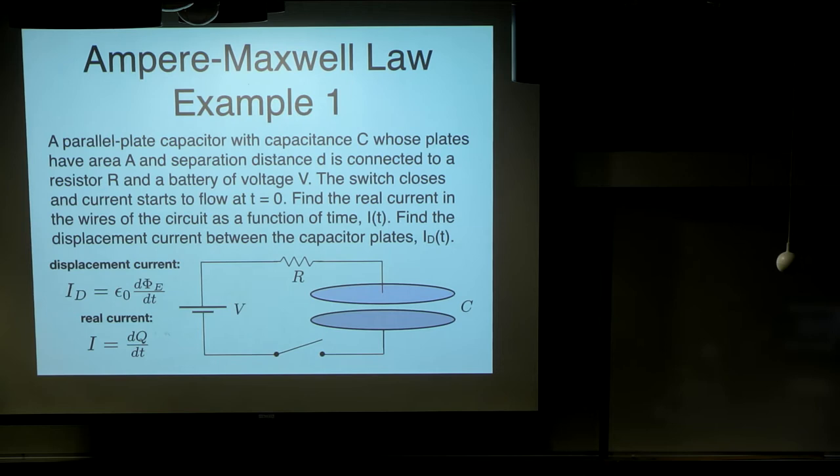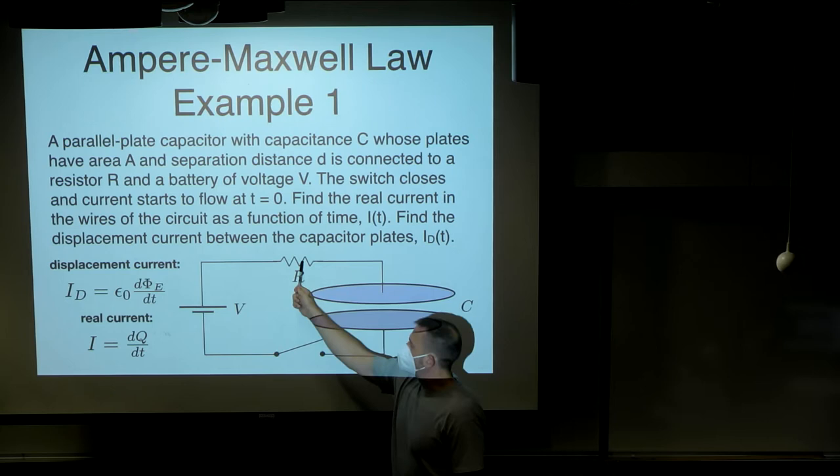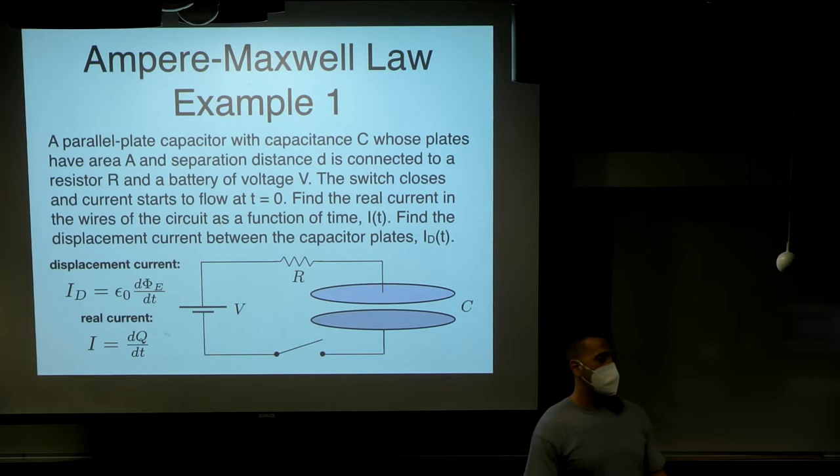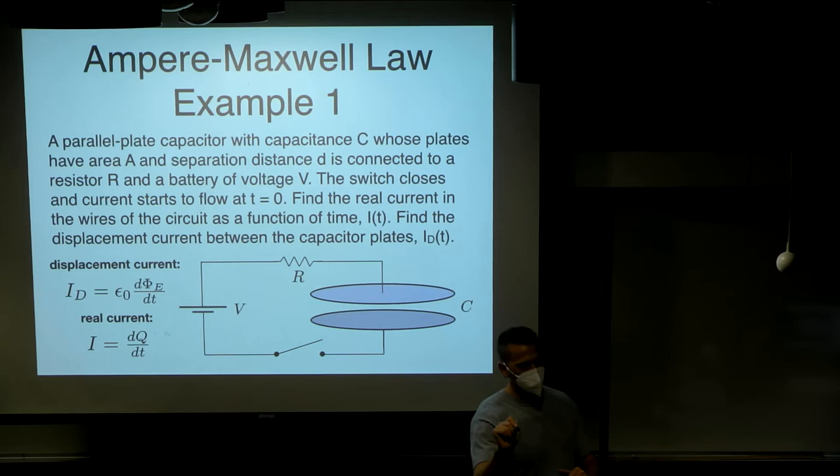So for the real current, maybe someone can help me out. Do you remember what type of circuit we have here? It's an RC circuit, right? We have a resistor and a capacitor connected to a battery. We actually derived in class what the current as a function of time through the wires of an RC circuit is. We've already done that derivation, so why don't we just write down what that is. The real work we need to do is to find the displacement current.